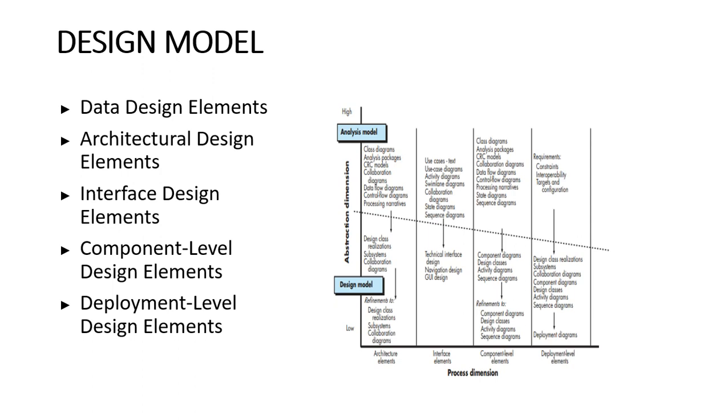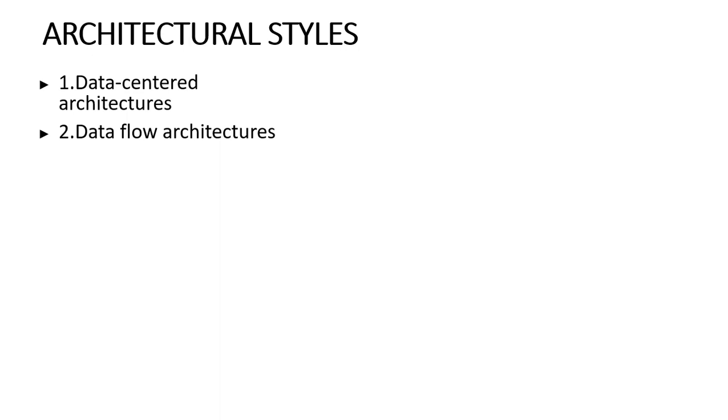While converting into the design models, we will create various types of subsystems, collaboration diagrams, and the design models. We will go for the architectural styles. What are the various types of architectural styles? The first and foremost architectural style is data centered architecture. Second is data flow architecture. Third is call and return architecture.